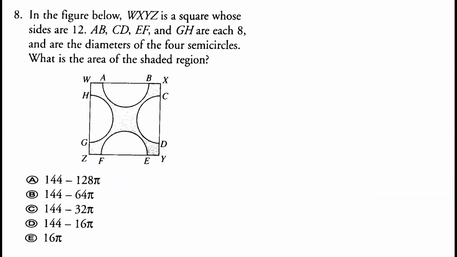Now in the figure below, WXYZ is a square whose sides are 12. So 12 is the length of each side. So the area of a square would be 12 into 12, that is 144. And AB, CD, EF, and GH are each 8 centimeters and are diameters of 4 semicircles. So these are your diameters. So this is 8, so radius would be 4.